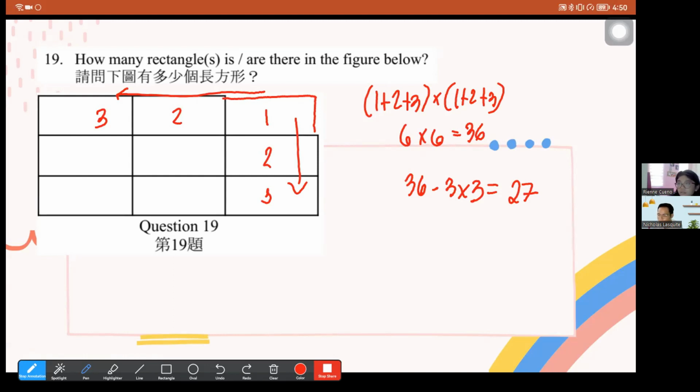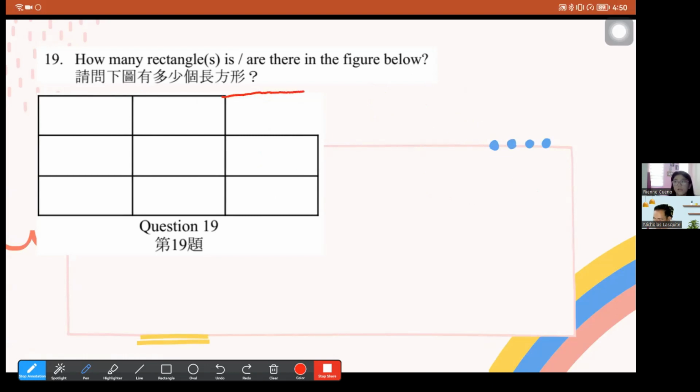Do you understand? Same technique if the question goes like this: how many rectangles include the asterisk? That is just 1, 2, 3, 1, 2, 3, right? So there are 9 rectangles that include the asterisk. Meaning, from the 36, you minus 9 again, which is just 27, right?